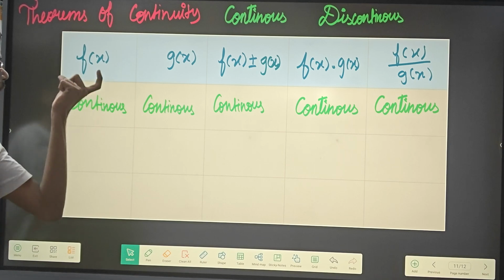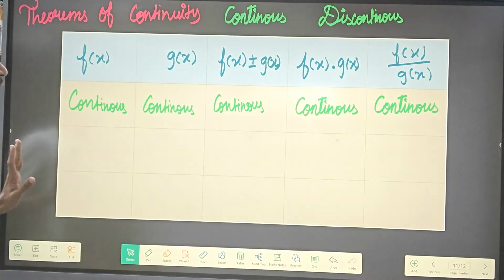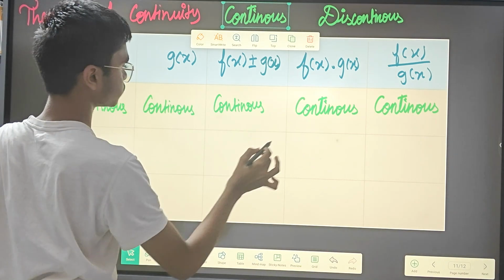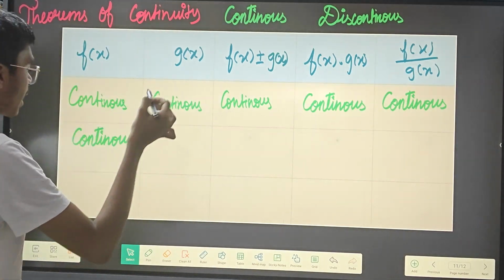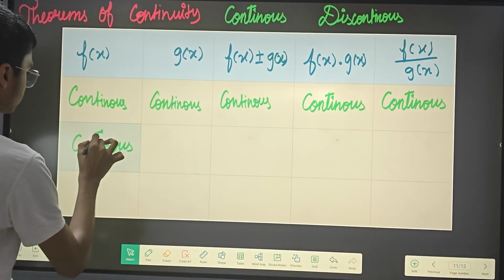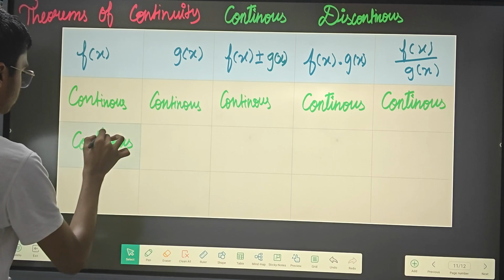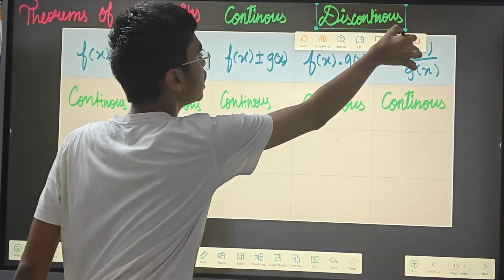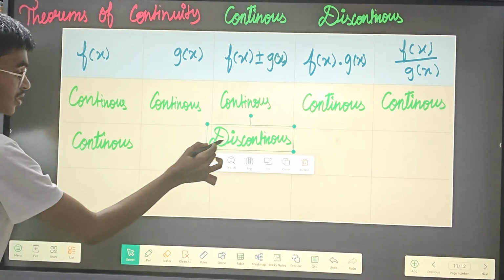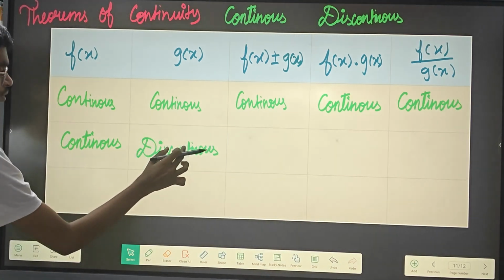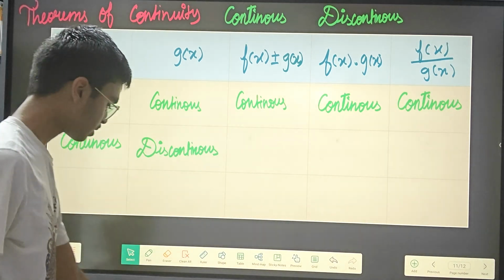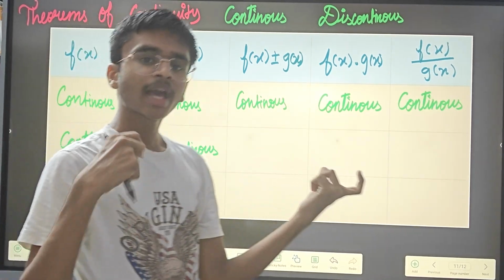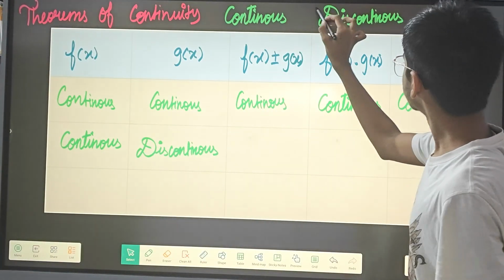Now the next case we are going to come to: f of x is continuous, but g of x is discontinuous. Then what is the answer for this? The answer is definitely that f of x plus g of x is going to be discontinuous.